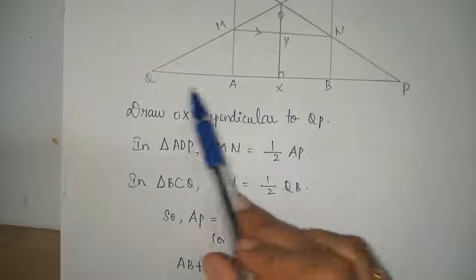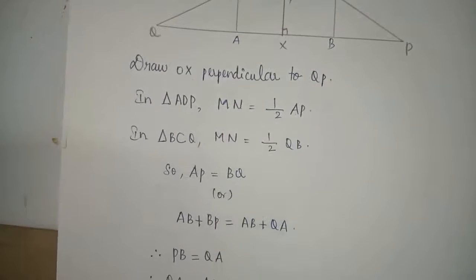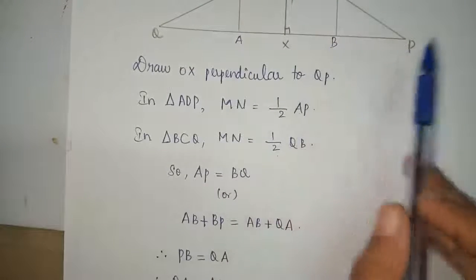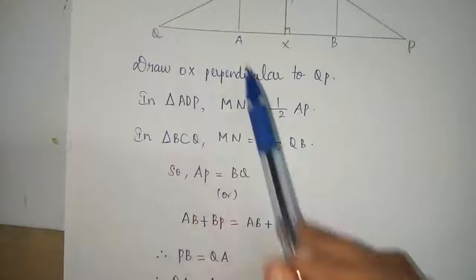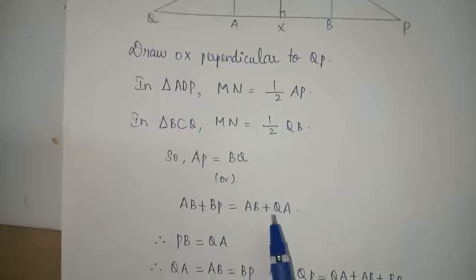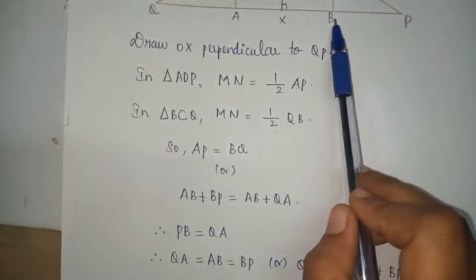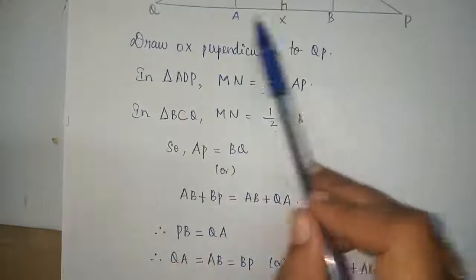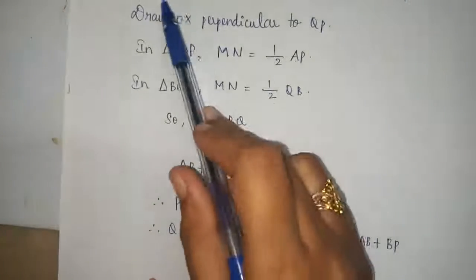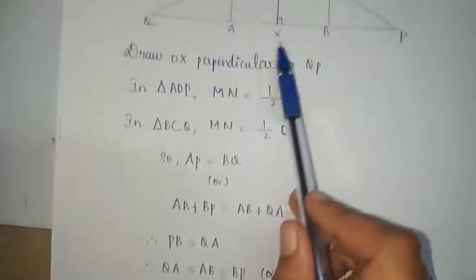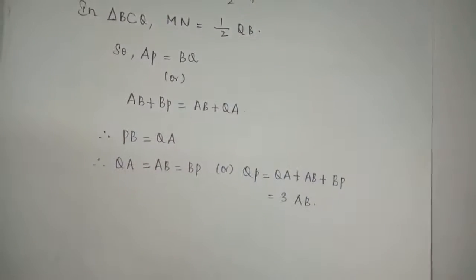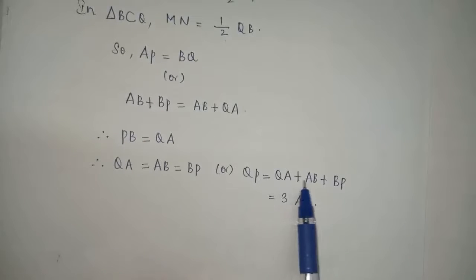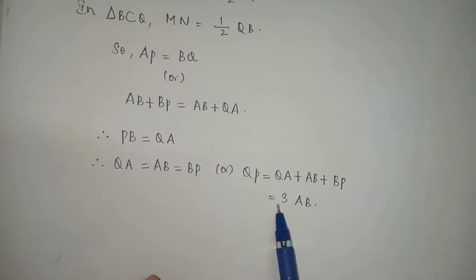AP and BQ are equal. Otherwise, AB plus BP is equal to AB plus QA. So which is nothing but PB is equal to QA. So these two measurements are equal. So QA is equal to AB. QA is equal to AB is equal to BP. So QP is equal to QA plus AB plus BP, which is nothing but 3 times of AB.